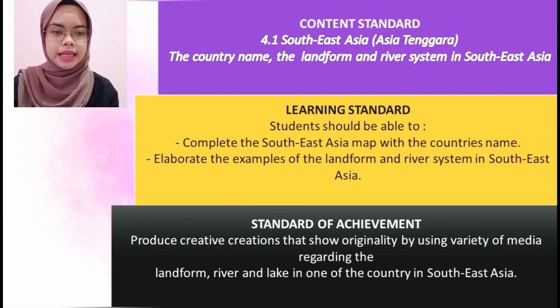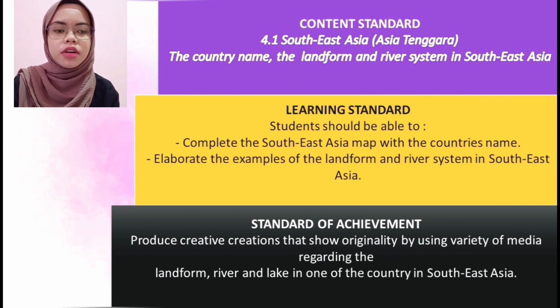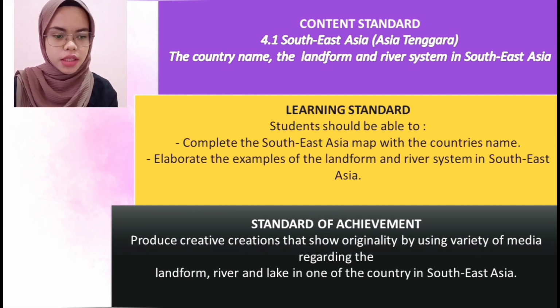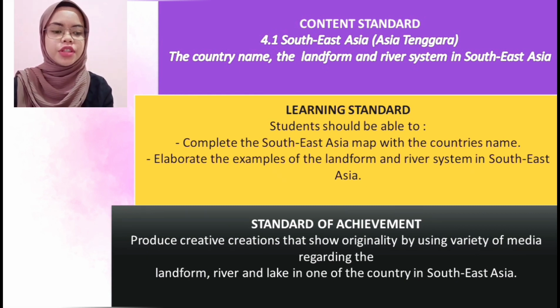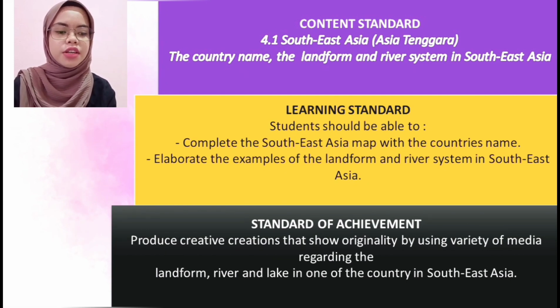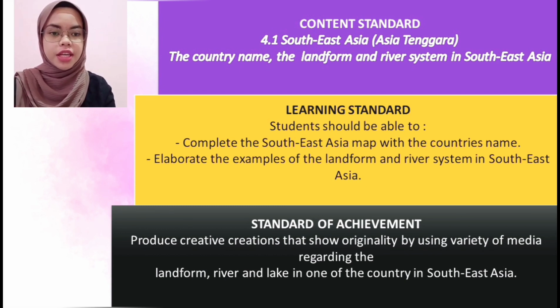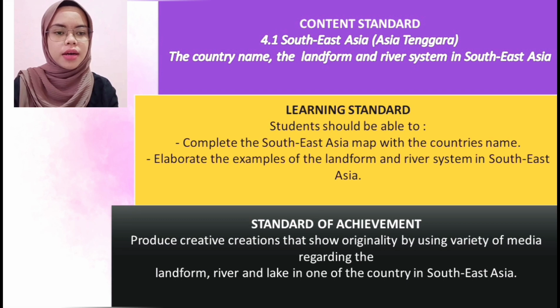For the learning standard, students should be able to complete the Southeast Asia map with the country name, and elaborate the example of the landform and river system in Southeast Asia. For the standard of achievement, produce a creative creation that shows originality by using a variety of media regarding the landform, river, lake in one of the countries in Southeast Asia that is chosen by the student.